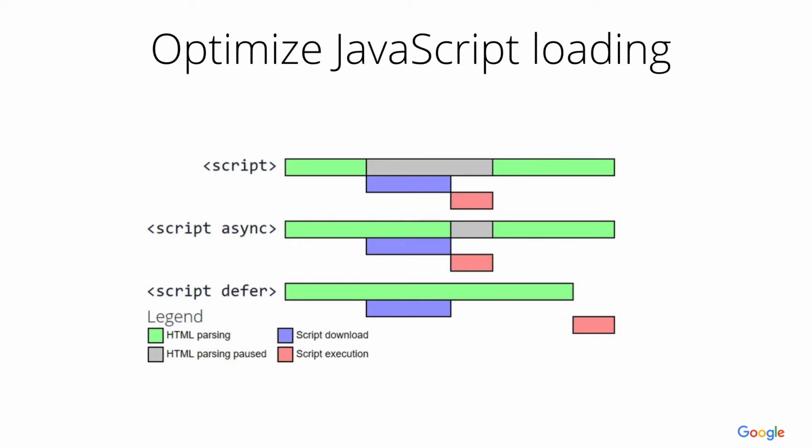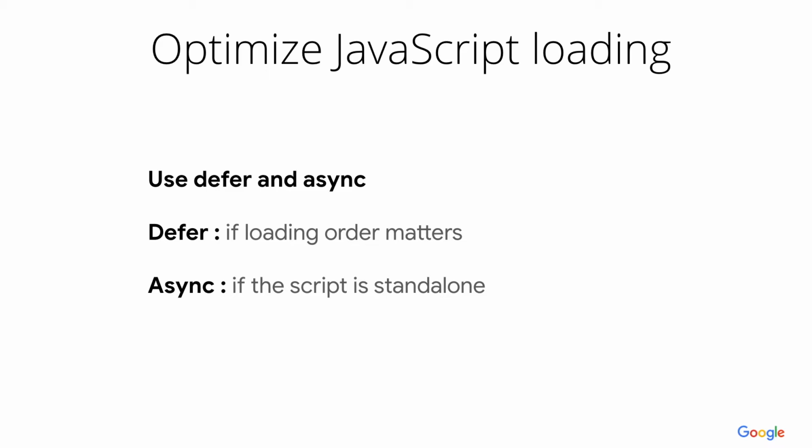So to optimize JavaScript loading, you can use async or defer. Async will pause the HTML parsing only during the script execution. Defer will execute the script after the HTML is fully parsed. And my recommendation here is to use defer if the order of your scripts matters.